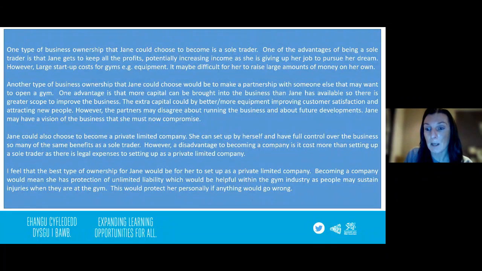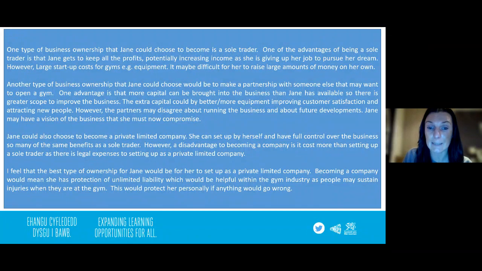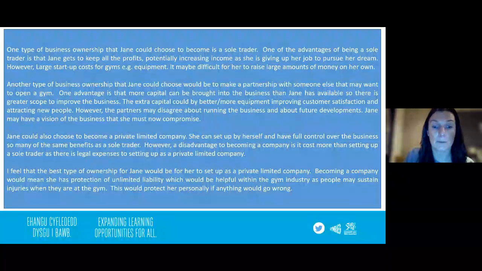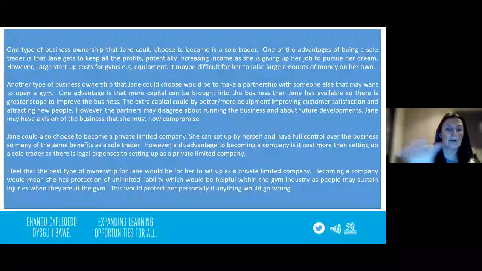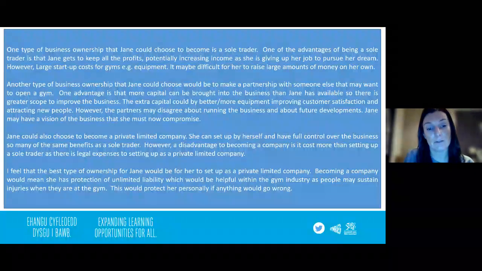So I feel that the best type of ownership for Jane would be for her to set up as a private limited company. Becoming a company would mean she has protection of limited liability, which would be helpful within the gym industry, as people may sustain injuries when they're at the gym. This would protect her personally if anything would go wrong.